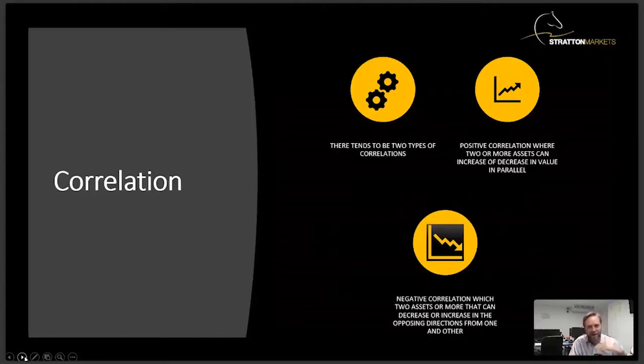Simply put, you can have one asset go up, and at the same time as that asset's going up, another asset's going down. That's a negative correlation. Positive correlation is where you've got one asset going up and another asset follows it, going up at the same time. That's a positive correlation. So there are two types, the positive and the negative, and that's what we'll be talking about.